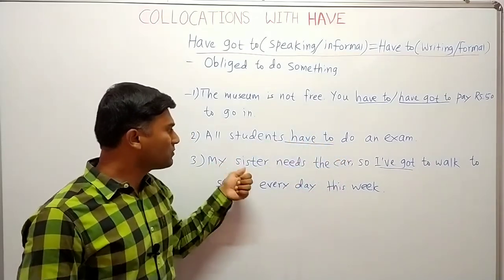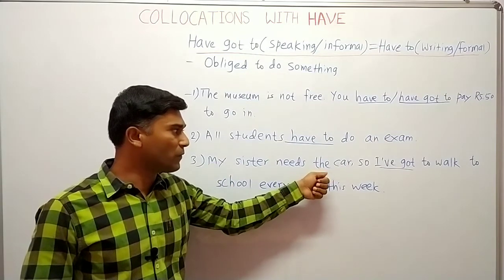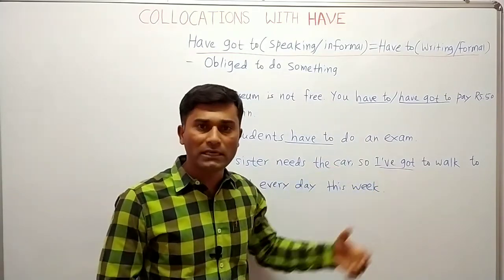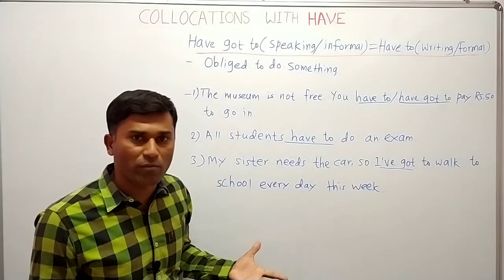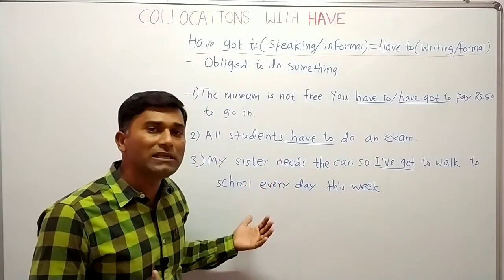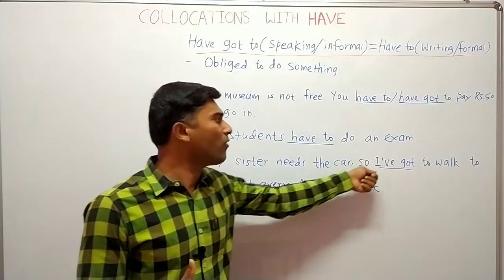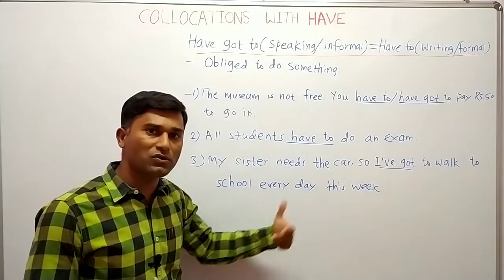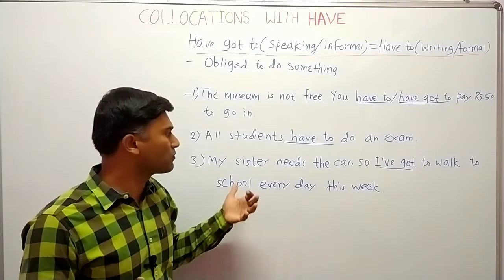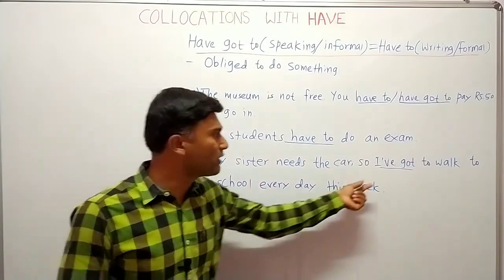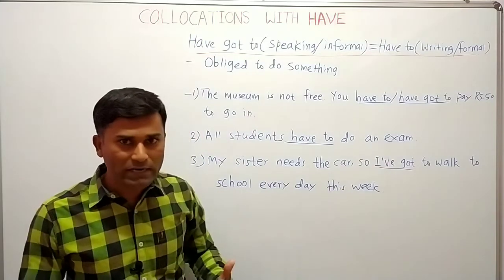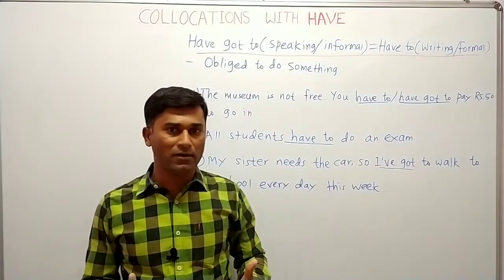Next is my sister needs the car, so I have got to walk. Here also have got. It means there is no other option for me because my sister needs the car, so I have got to walk to school every day this week because I don't have a car because my sister needs it. So here have got to means you are obliged to do something. So friends, this is all about have.